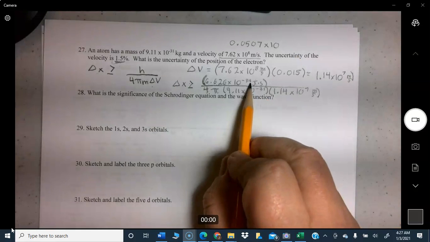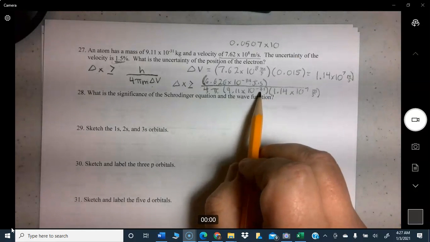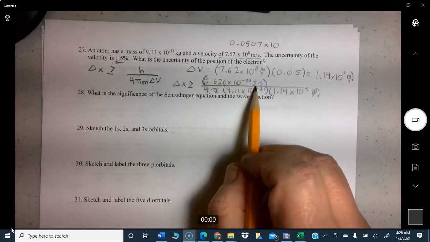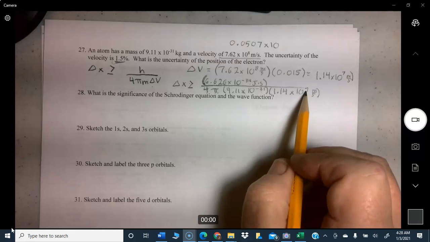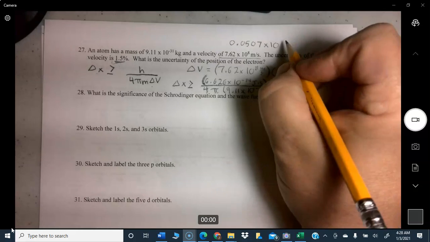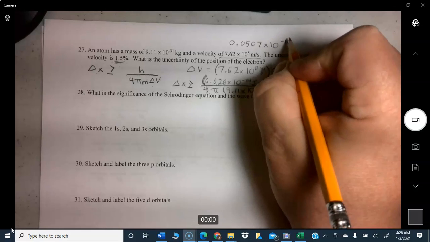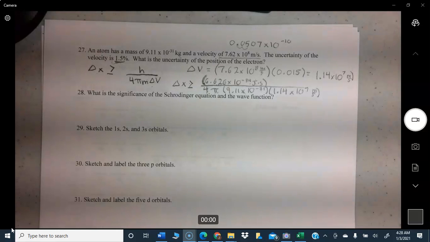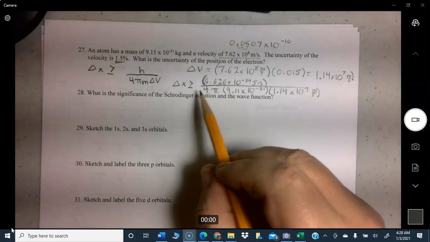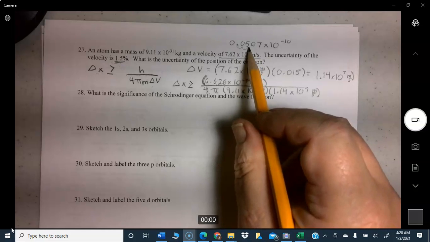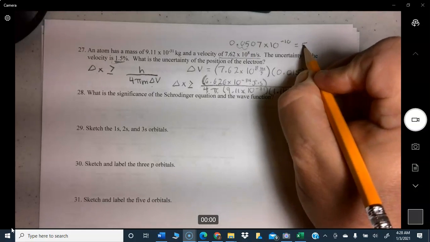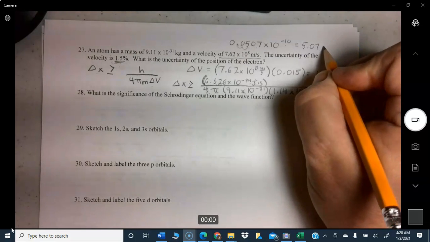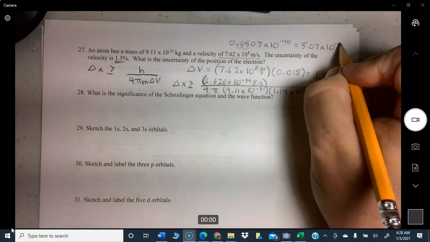Times 10, and it's negative 34 minus negative 31. So be careful when you do the double negative, but you're adding 31 back. That gets you to negative 3. Now it's minus 7 because this is on the bottom. So negative 3 minus 7 is negative 10. If you slide the decimal over 2 places, and it looks like we could use 3 significant figures here, we're going to get 5.07. You made this number bigger, so you have to make this number smaller, times 10 to the negative 12.